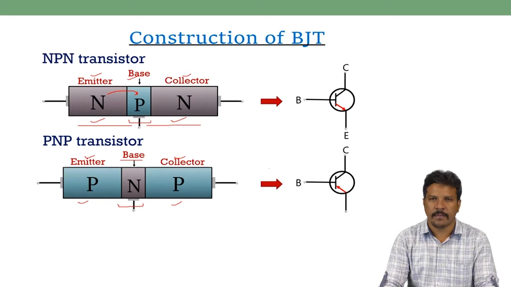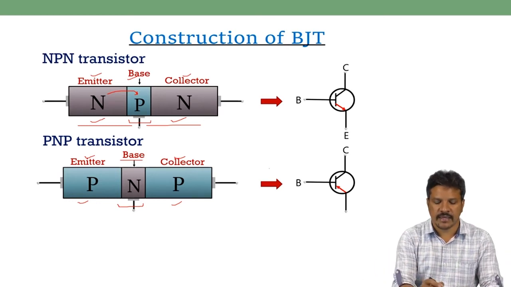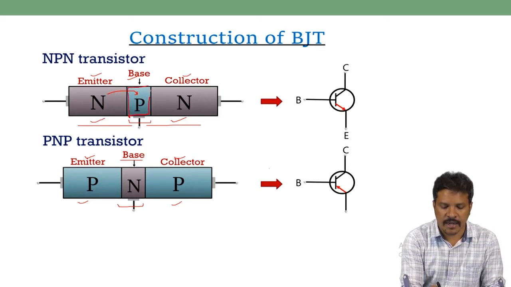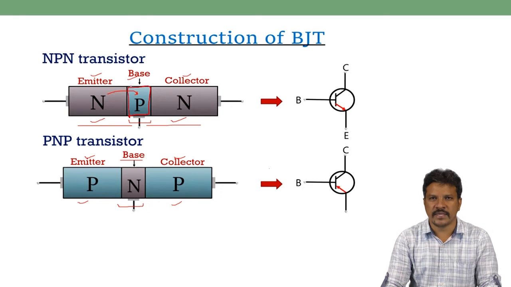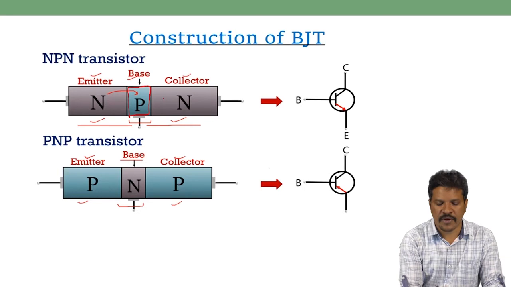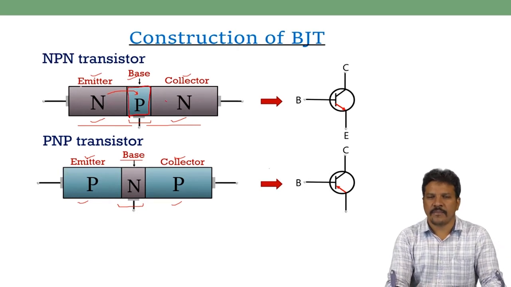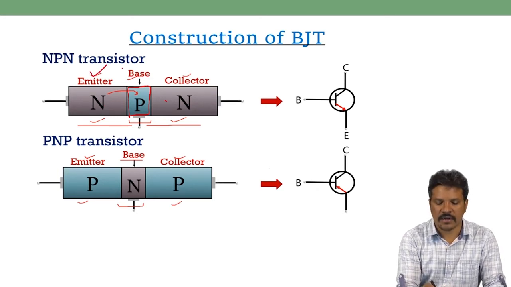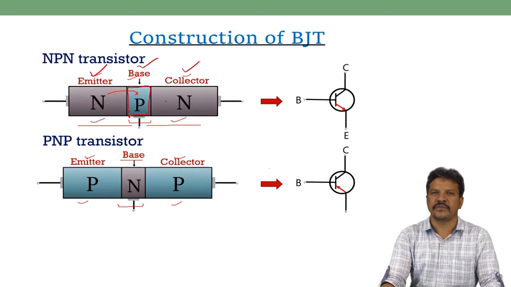This is a simple representation of how NPN and PNP transistors are formed. Take two N-type materials and sandwich them with a lightly doped and very thin base region. When we connect them, we get an NPN transistor. Whether it is an NPN or PNP transistor, the first layer must always be the emitter, the center layer must always be the base, and the last layer will always be treated as the collector.